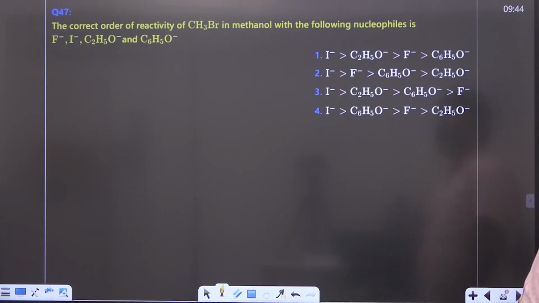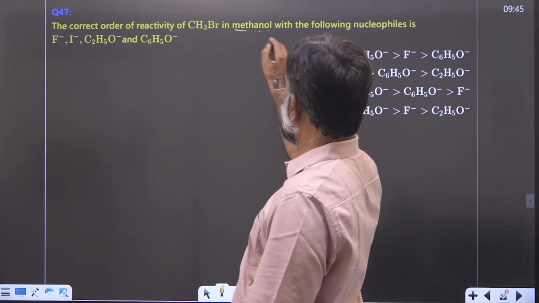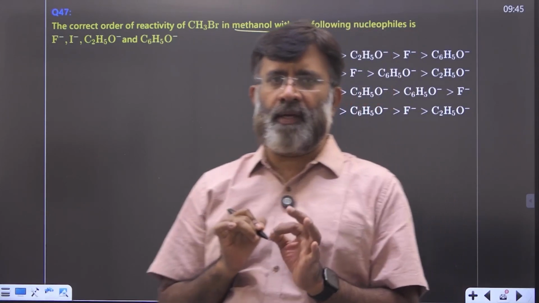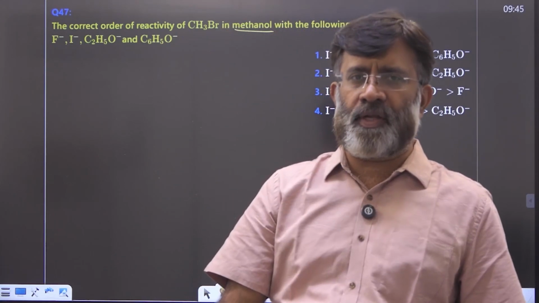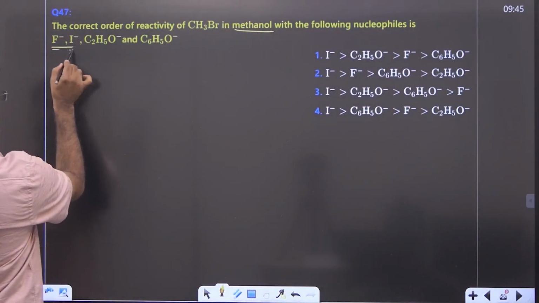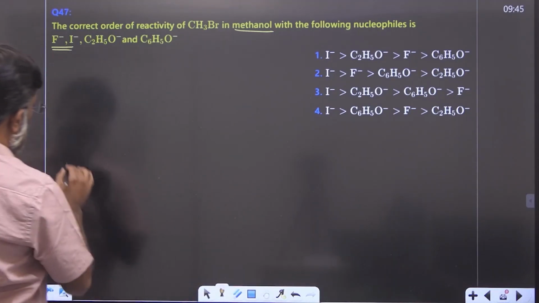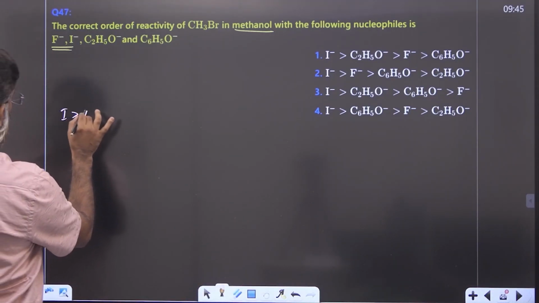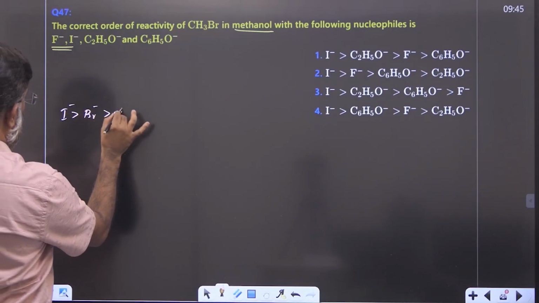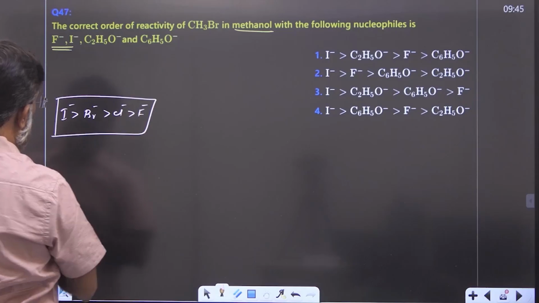The correct order of reactivity of CH3Br in methanol with the following nucleophiles is. So the medium is protic medium. In protic medium, how comes the nucleophilicity order of halogens in particular? I think everybody knows. The nucleophilicity in protic medium is I minus, Br minus, Cl minus, F minus. This will be the order in protic medium.